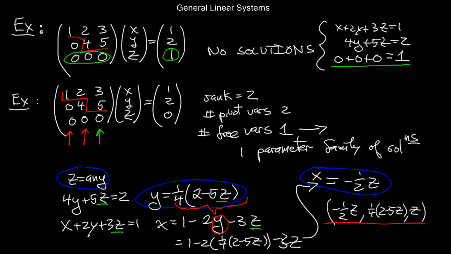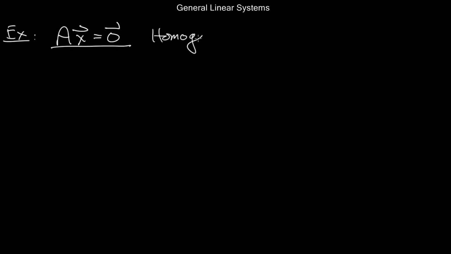Okay, so that's the basic picture. Let's look at a couple more types of examples. So suppose we had a homogeneous equation, Ax is equal to 0.